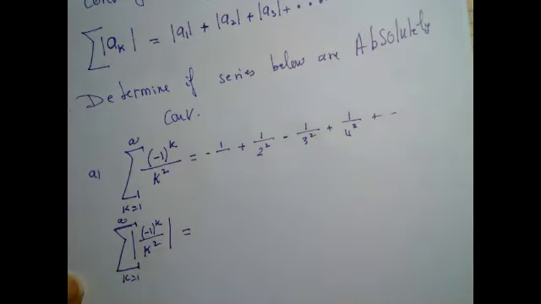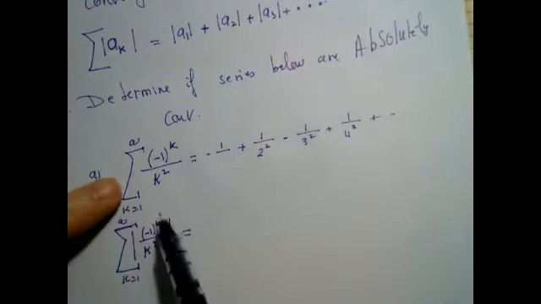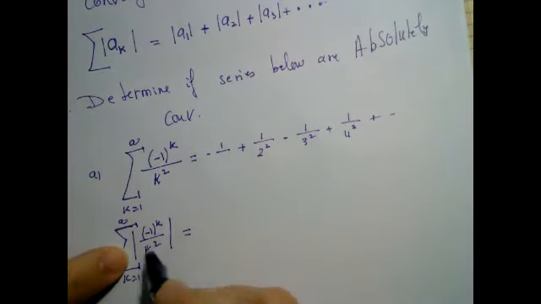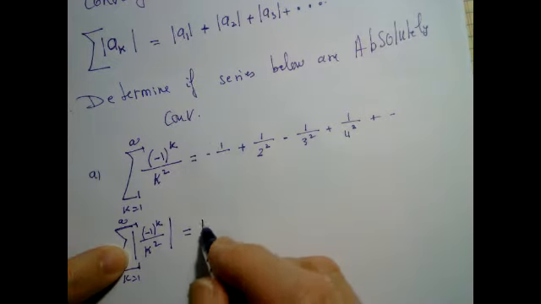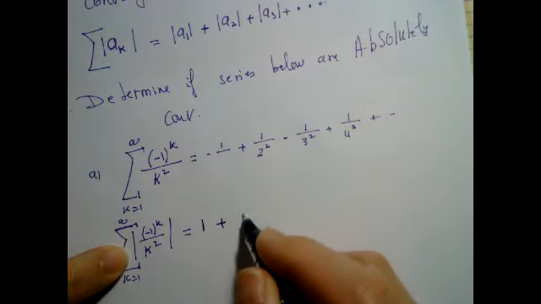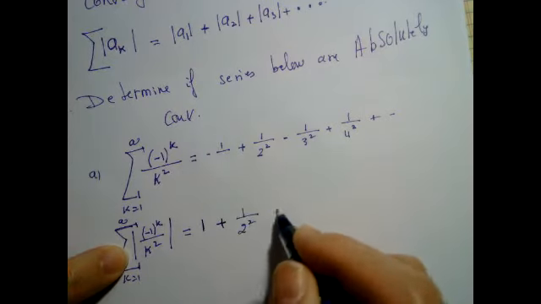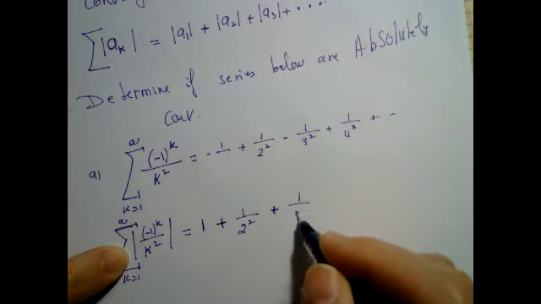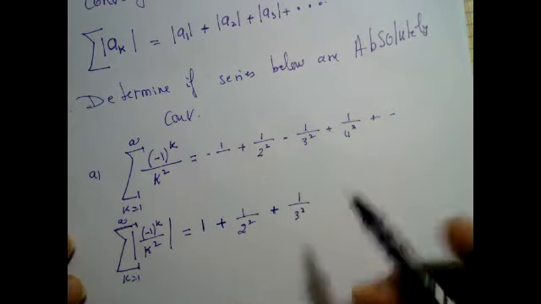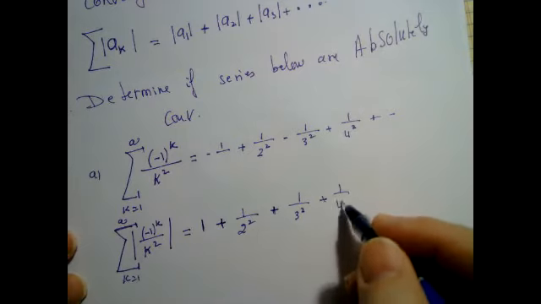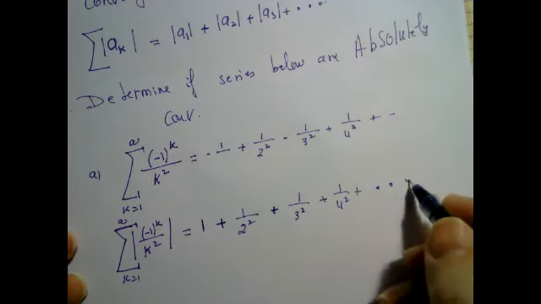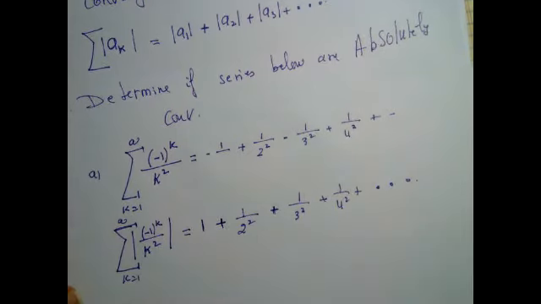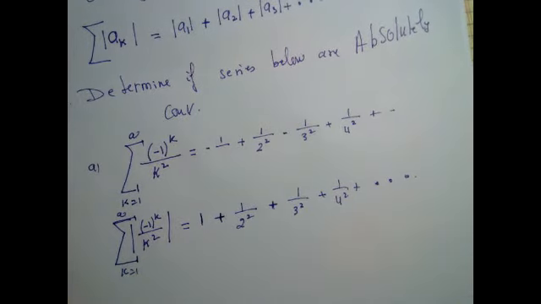When I put the absolute value, what does it mean? It means I'm taking everything in absolute value. So if k is 1, I'm going to get 1 plus 1 over 2 squared plus 1 over 3 squared, so I don't have this minus anymore, plus 1 over 4 squared, and so on and so forth. Now, is this series convergent? Yes, no, why? Back to you.